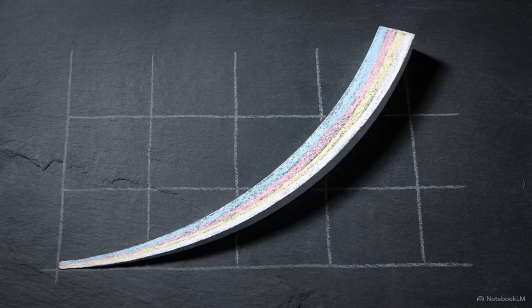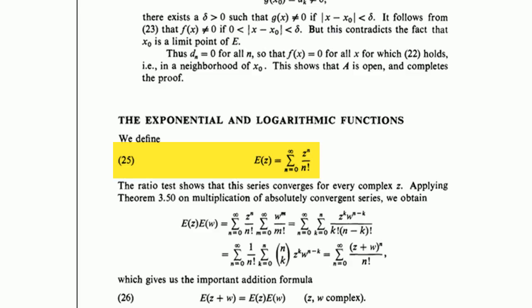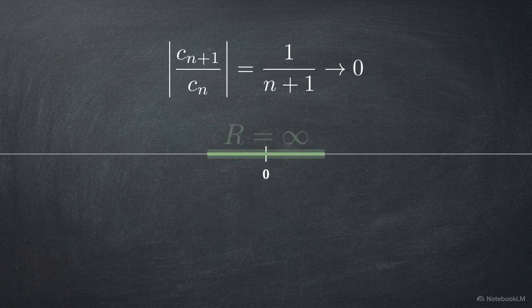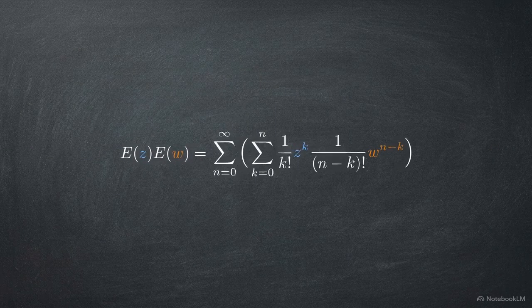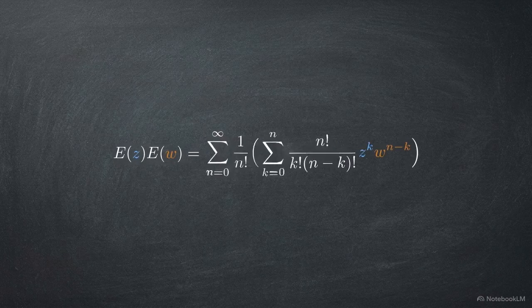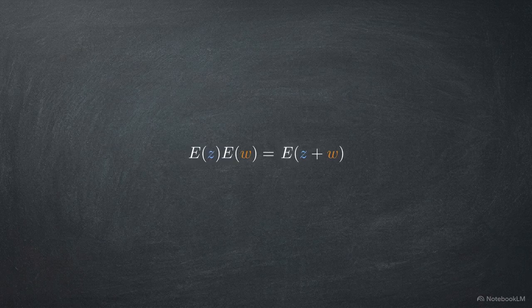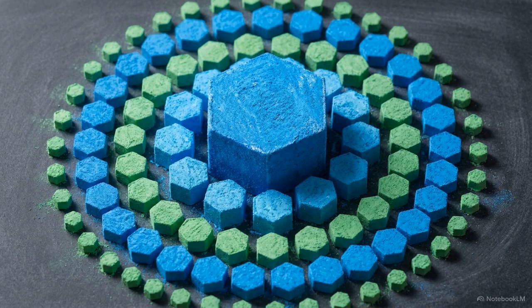We can now apply this machinery to one of the most important functions in analysis. This equation defines the exponential function, E of z, purely as a power series. Applying the ratio test to its coefficients proves that its radius of convergence is infinite. By utilizing the Cauchy product of absolutely convergent series, we arrive at the fundamental addition formula. E of z times E of w equals E of z plus w. The familiar properties of exponential growth are derived directly from the topological rules of infinite series.